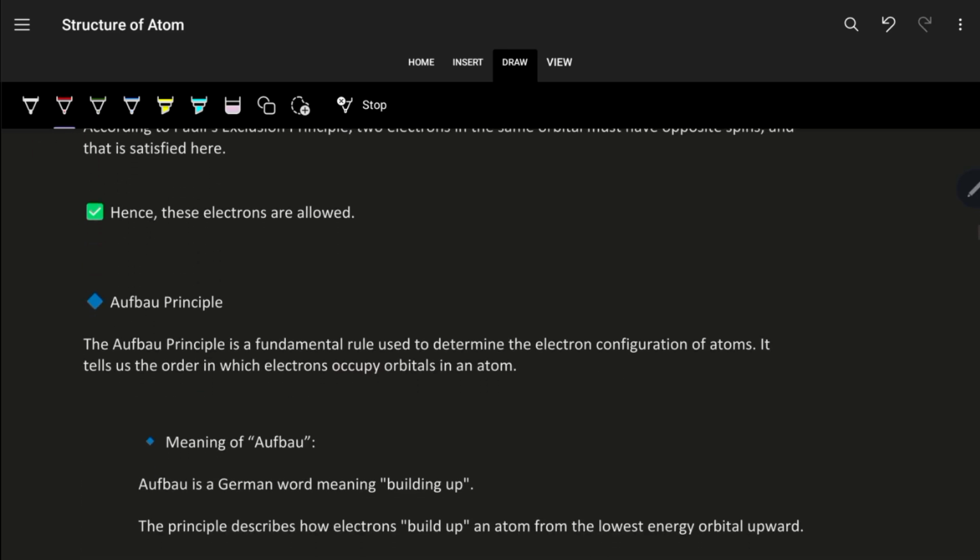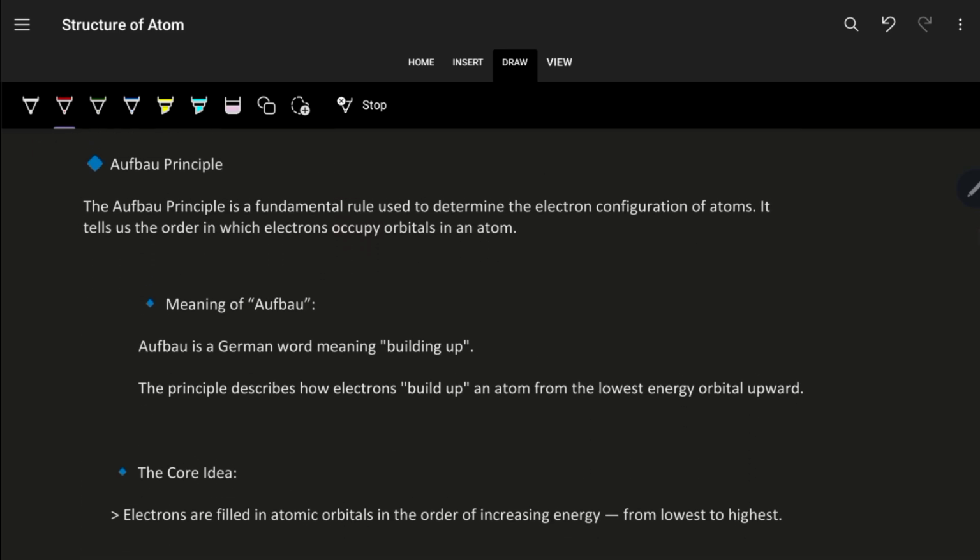Okay. So next, moving on to the Aufbau principle. The Aufbau principle is a fundamental rule used to determine how the electrons will be filled up in the orbitals. Now people ask, ma'am, what is Aufbau? So the meaning of Aufbau is building up. That means how is the electronic configuration of atoms built up?